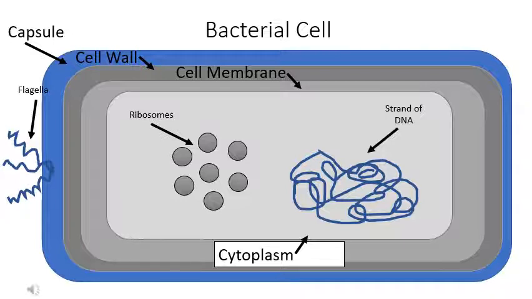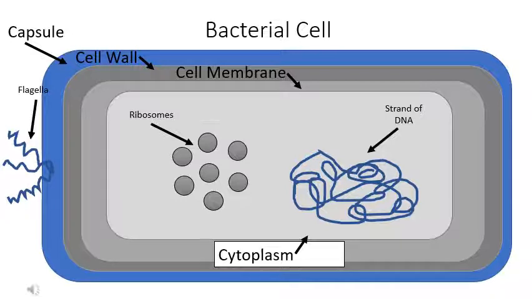Inside of the cell wall then you have the cell membrane. The cell membrane holds together the cytoplasm that is inside the bacterial cell. The cytoplasm then contains ribosomes and strands of DNA. Note that in a bacterial cell, the DNA is just in a strand and not in a nucleus.